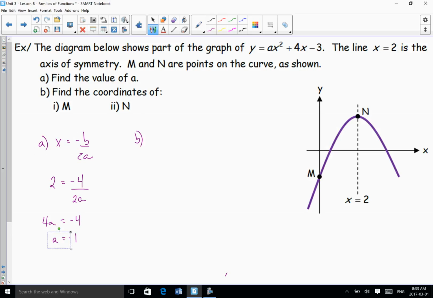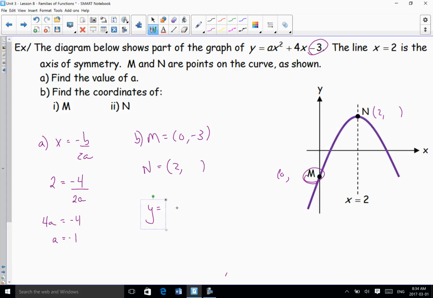We find the coordinates of m and n. Now m is really nice because m is our y-intercept right here. So it's 0 and c. There it is right there. So m is just 0, negative 3. No math required for that one. But to figure out n, we got to recognize that n is our vertex. We can find vertex using our axis of symmetry, which we know, 2, and figure out the point that goes with it. To figure out the point that goes with it, we need our equation.